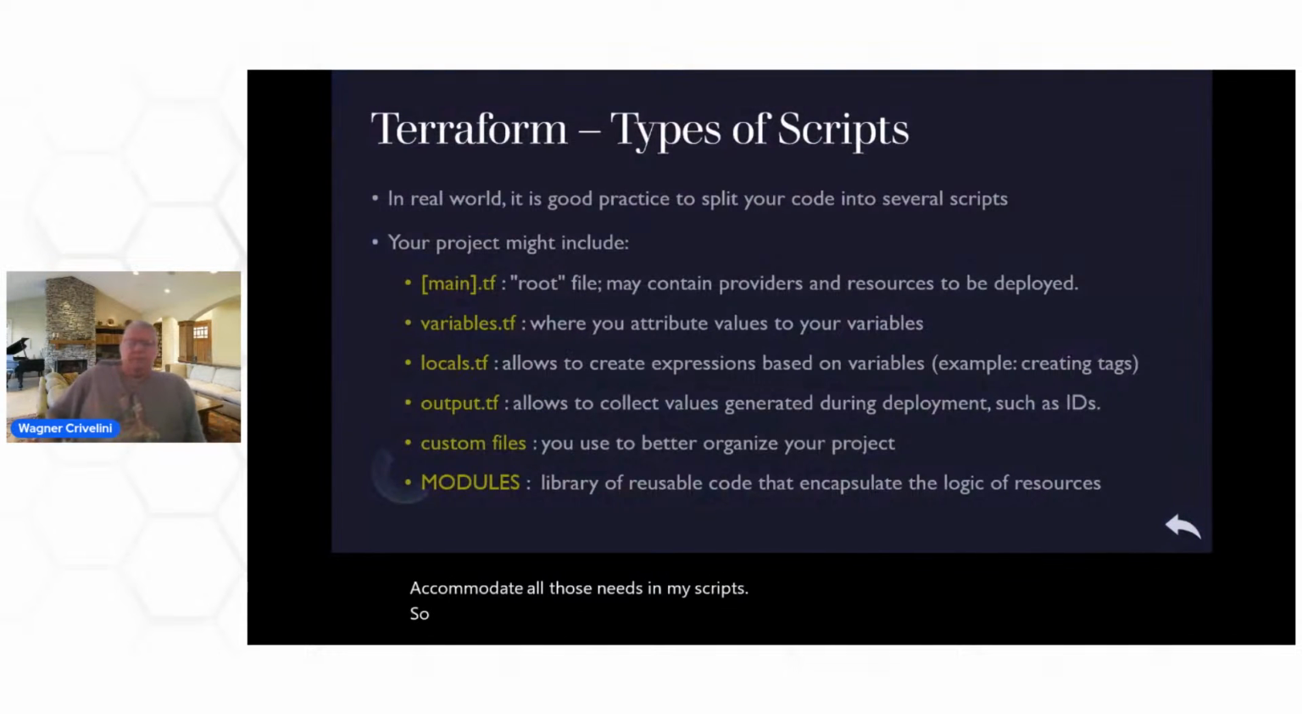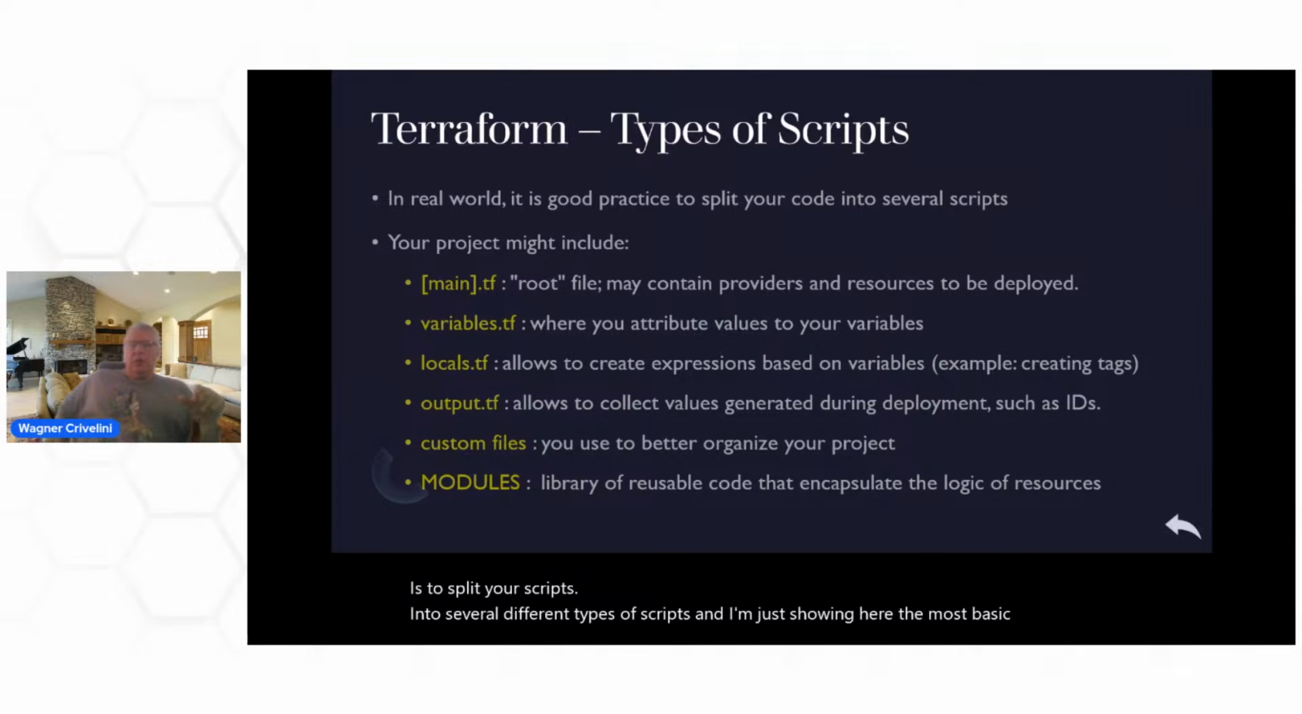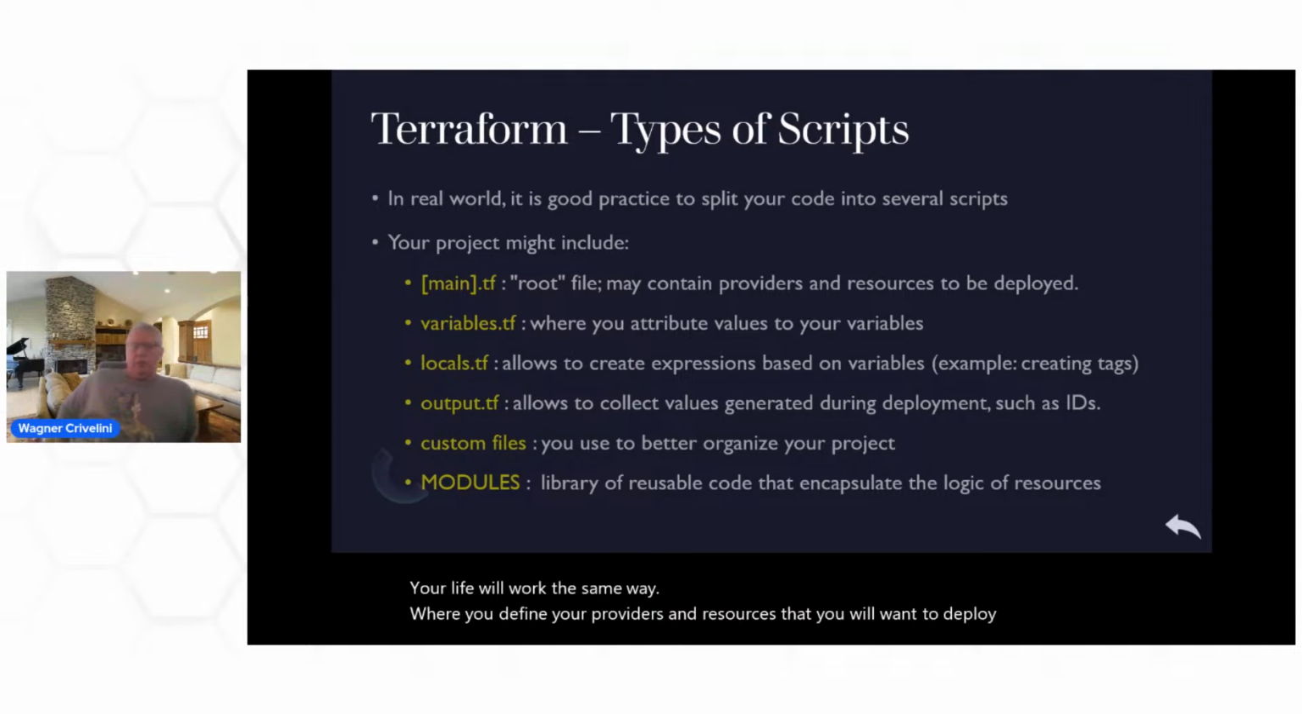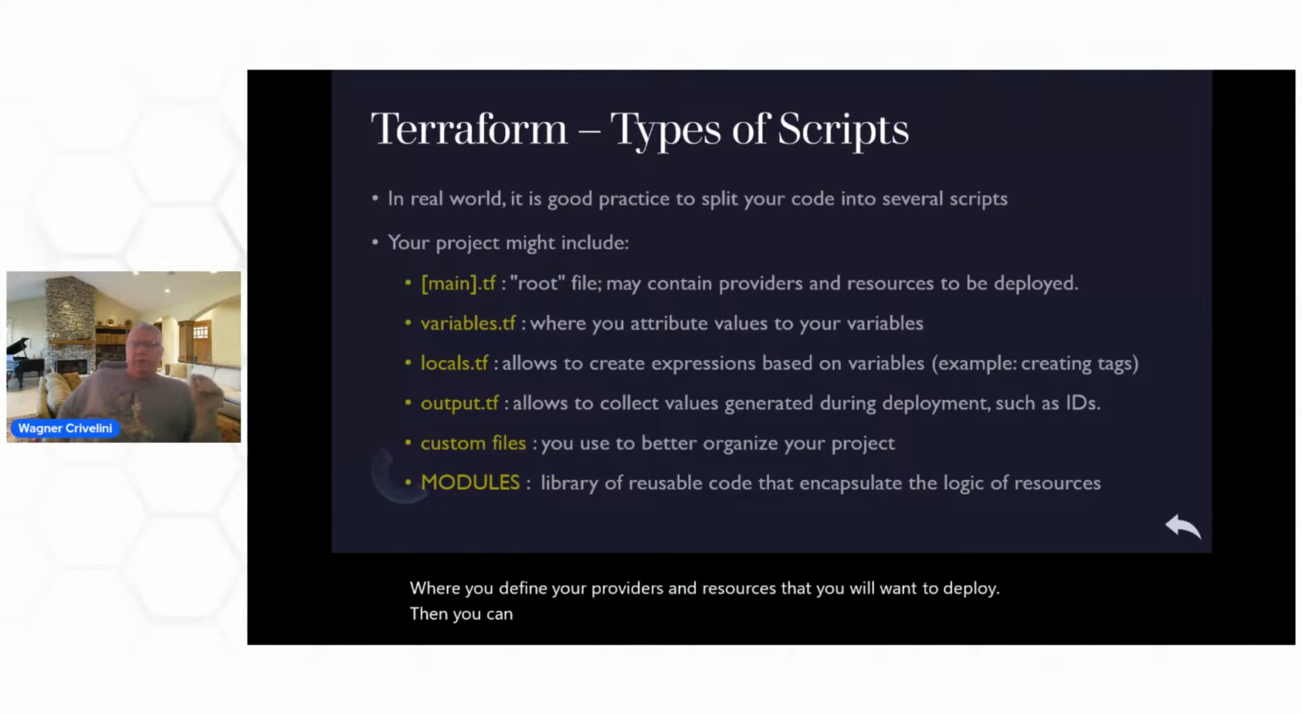So the idea is to split your script into several different types of scripts, and I'm just showing here the most basic ones. First of all, you will have a main.tf script or root.tf script. You can call it whatever you like; it will work the same way. That is where you define your providers and the resources that you want to deploy. Then you can have a separate variables file where you define the variables that you are using in your project.